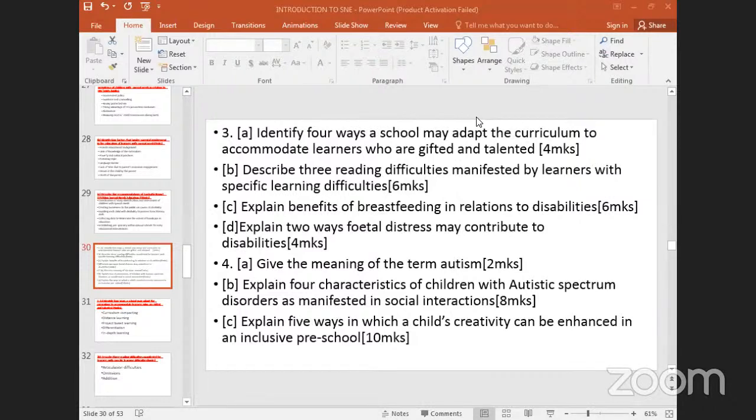Remember, the curriculum can be enriched even to accommodate learners who are mentally handicapped. It is true. The curriculum can be enriched to accommodate learners who have visual impairment. Is it true? Yes. So that is why we need to relate our answers, to show that we know. Identify is a term where you don't need to write a paragraph.